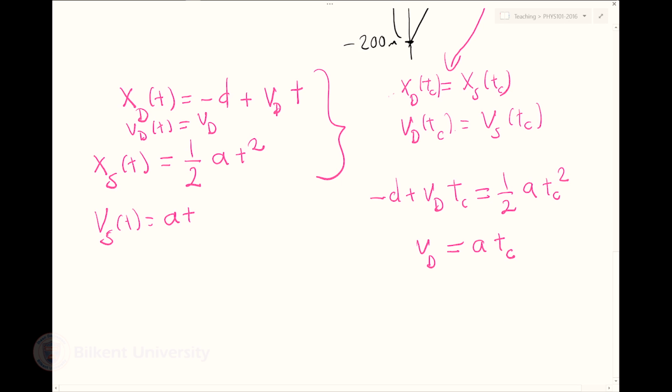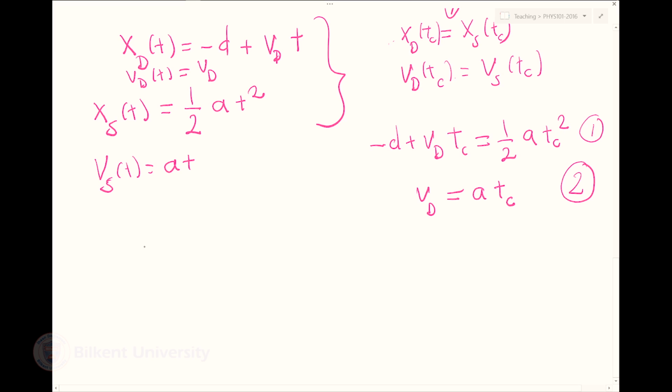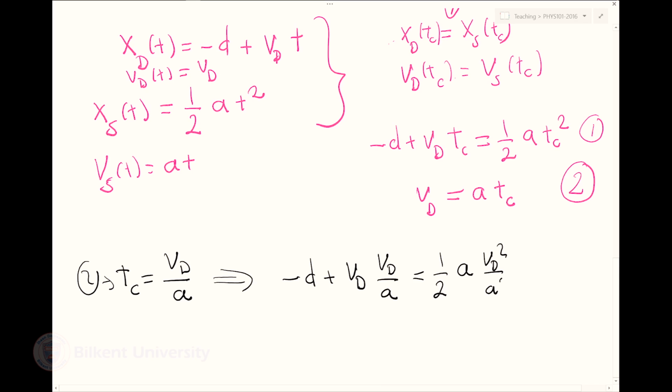So let's solve these two equations. I will call this one, this 2. And let me switch to a better looking color. So in the second equation, I can write T collision is VD divided by A. And I will substitute that into the first equation: minus D plus VD, instead of T collision, I'll write VD over A. And in the other case, I'll write just 1/2 A, T collision square is VD square divided by A square. All right?